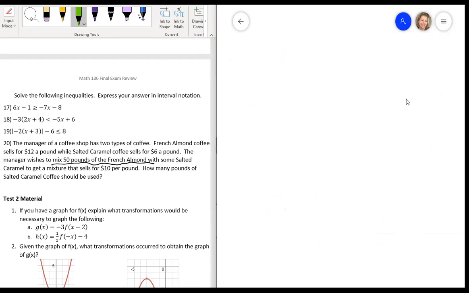Let's look at number 18. You have to flip the sign on that one. All right, on number 18, first thing I'm going to do over here is distribute the -3 to the 2x plus 4. And that's going to give me -6x minus 12. And then it's still less than -5x plus 6.